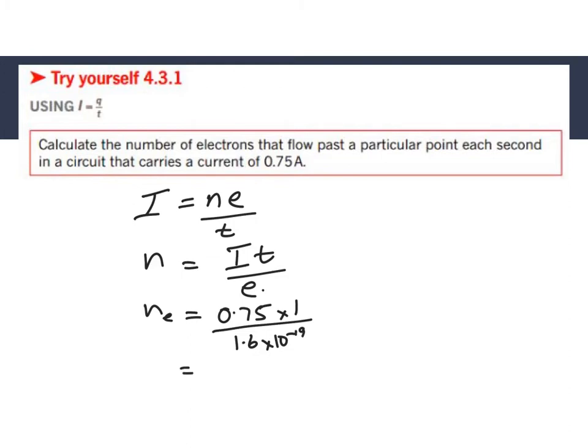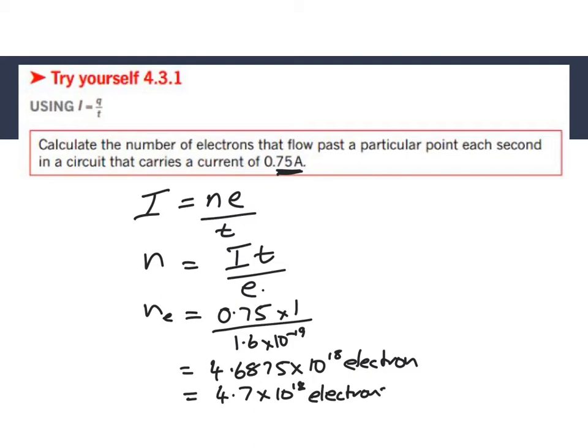And what we see here is that the answer is 4.6875 times 10 to the 18 electrons. Now, we have to be very careful here with the significant figures. They want it in 2 significant figures because this is what's given to us. So we would round that to 4.7 times 10 to the 18 electrons. Be very careful with those significant figures. And that's the answer to that question.